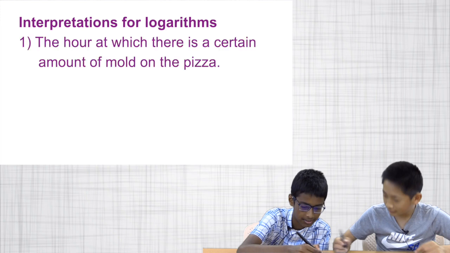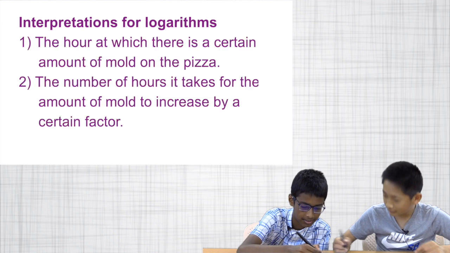Over the past 2 lessons, the students have shown how a logarithm can represent 2 different things. It can represent the hour at which there is a certain amount of mold on the pizza, or it can represent the number of hours it takes for the amount of mold to increase by a certain factor. In the next lesson, they will continue to explore these 2 interpretations.